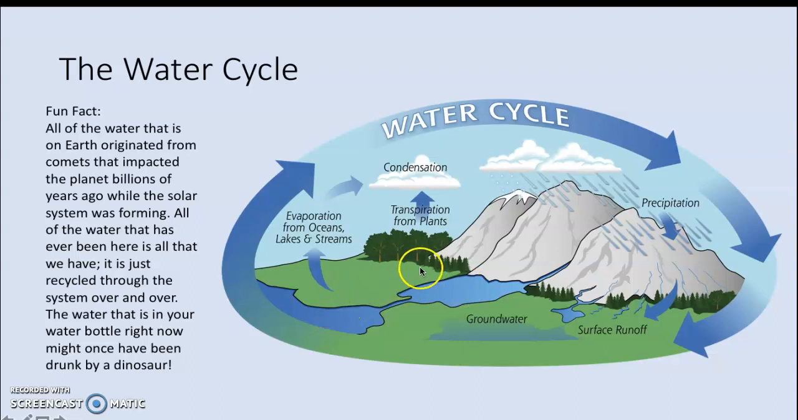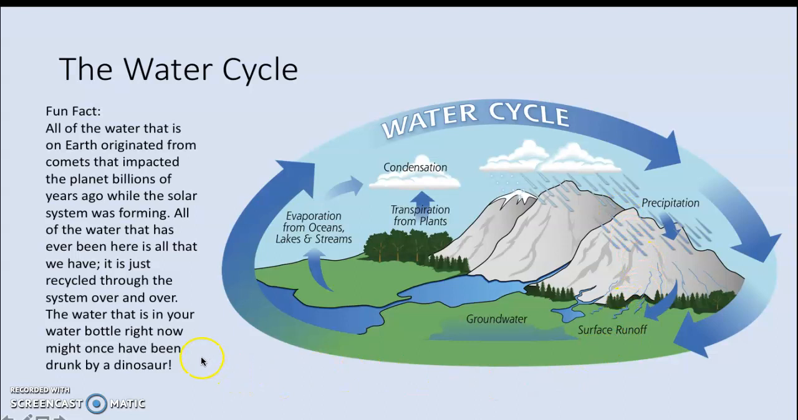And then it is taken up from the ground by plants, and it also evaporates from surface water, and all of that evaporation and transpiration goes into the atmosphere as vapor. As it goes higher, it gets colder, so it gets condensated. It condensates into clouds and then starts it all over again.